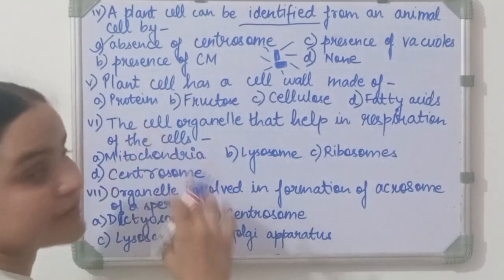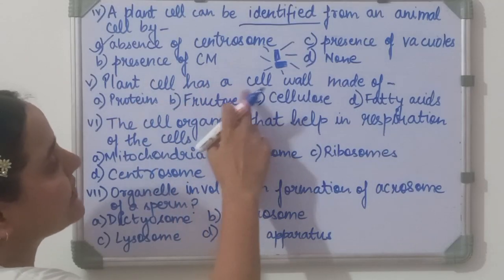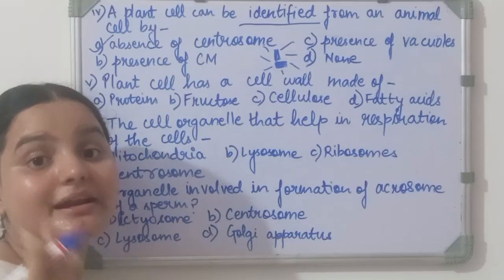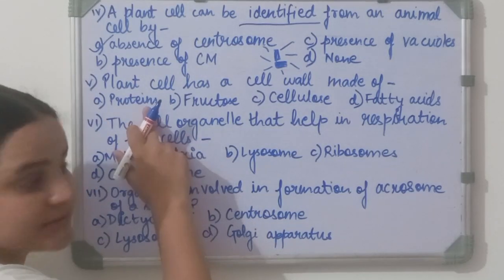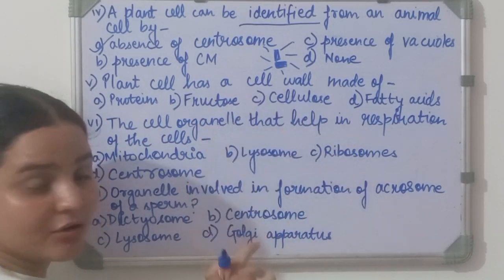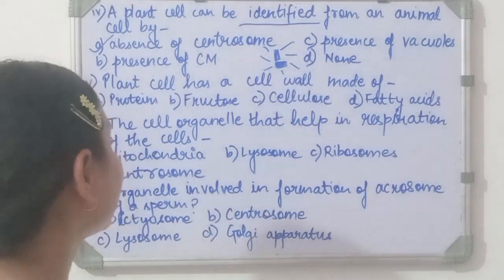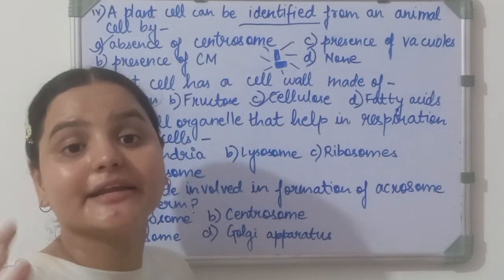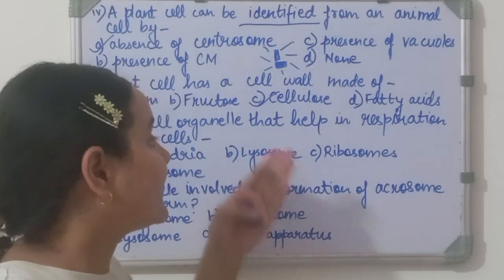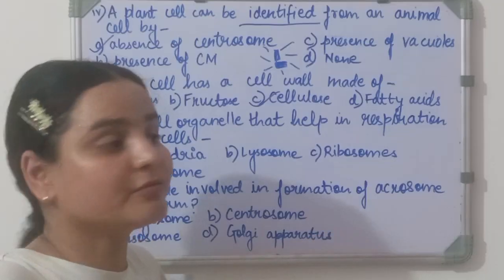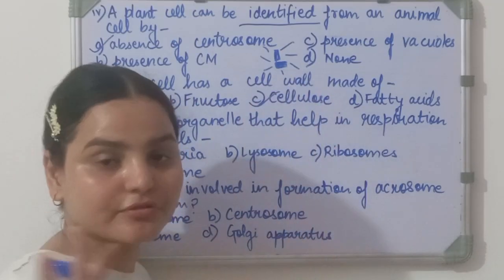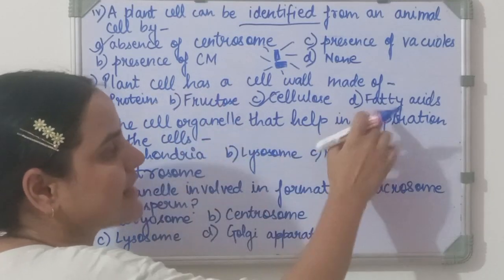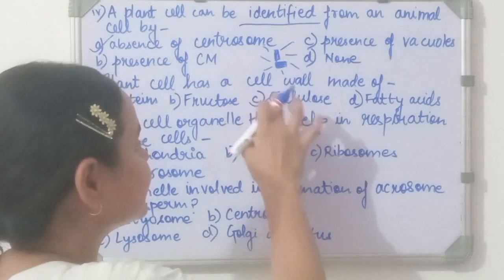Okay. Now next question. Plant cell has a cell wall made up of. It is asking cell wall is made up of what? Proteins, fructose, cellulose, fatty acids. So here the correct option is cellulose. We have studied this point. This cellulose, it is a non-living substance, okay, and it is a polymer of glucose. So from glucose units this cellulose is formed. So the correct option is option C. Not proteins, not fructose, and not fatty acids. You just need to remember this point.